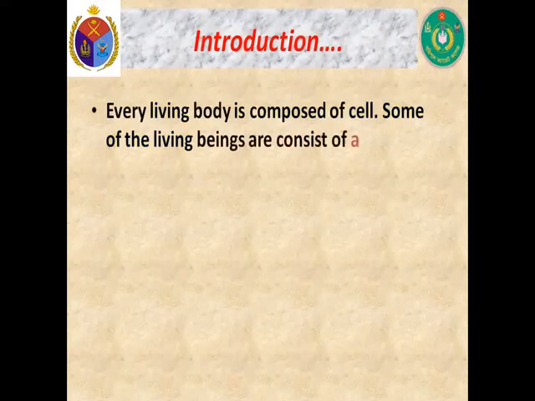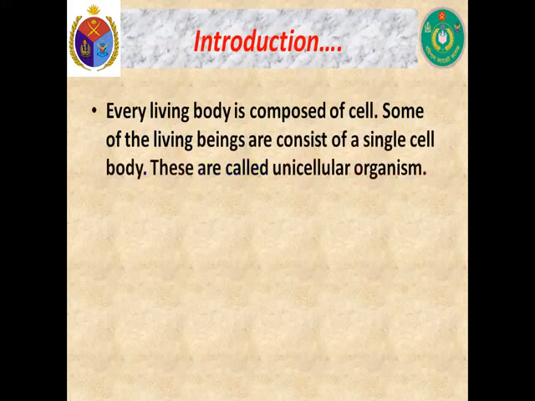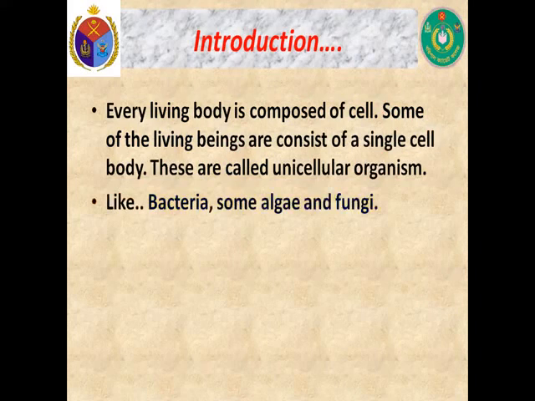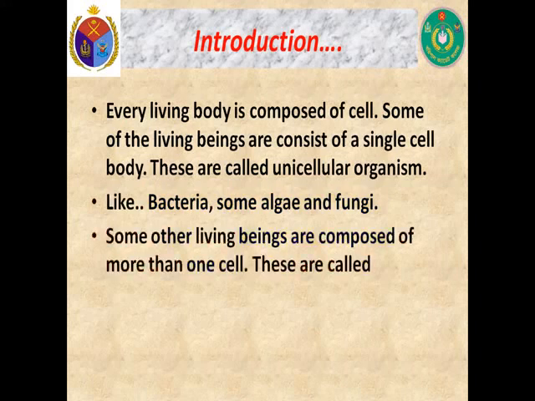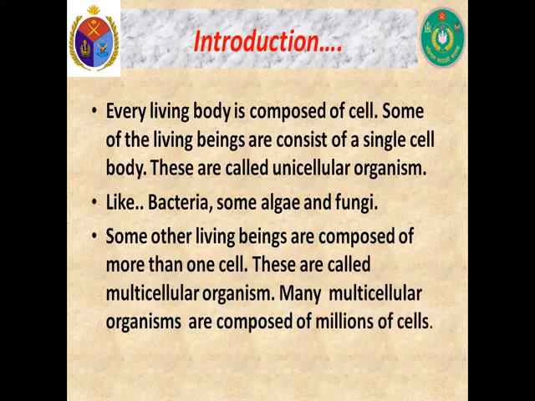Now, every living body is composed of cells. Some living beings consist of a single cell. These are called unicellular organisms, like bacteria, some algae, and fungi. Some other living beings are composed of more than one cell. These are called multicellular organisms. Many multicellular organisms are composed of millions of cells.